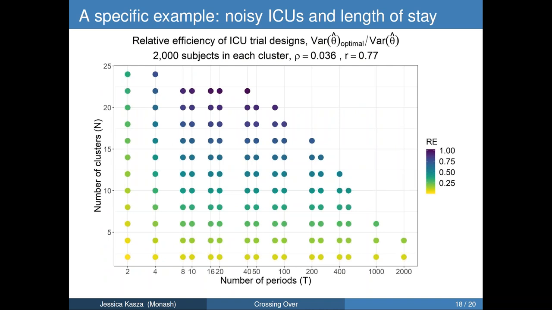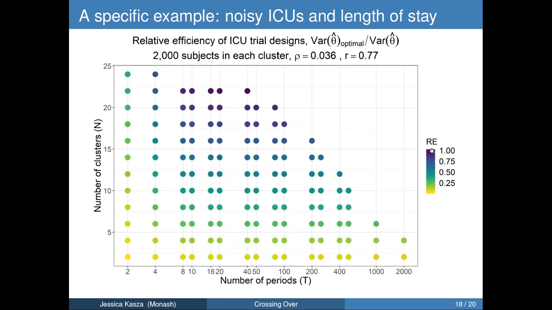All right, so what's going on in this plot? This is another one of Kelsey's fantastic figures. Here we've got number of periods of design, and now we're looking at the number of clusters within each of these designs. The color of each of these points is the relative efficiency of these designs, remembering that the design with 2000 periods is the most efficient. So the darker the color, the more efficient these designs are relative to the most efficient design.